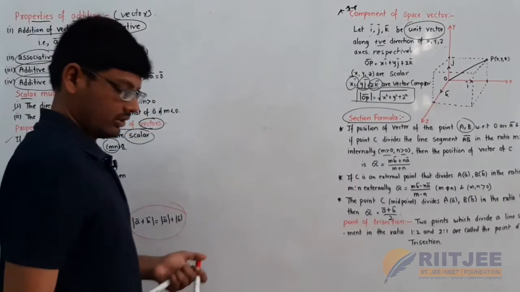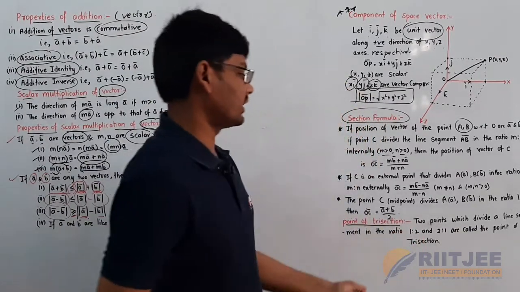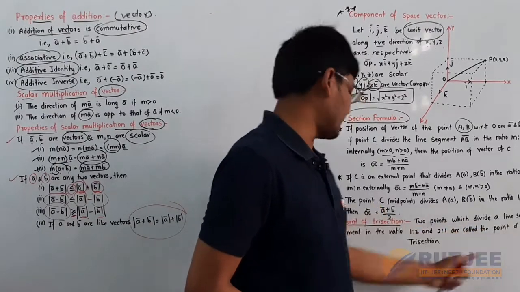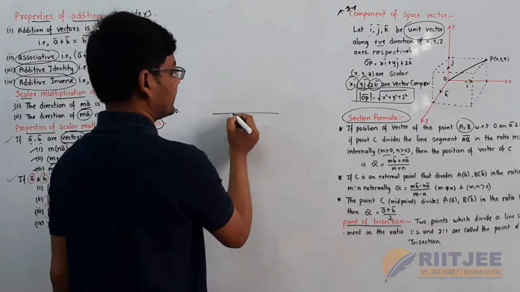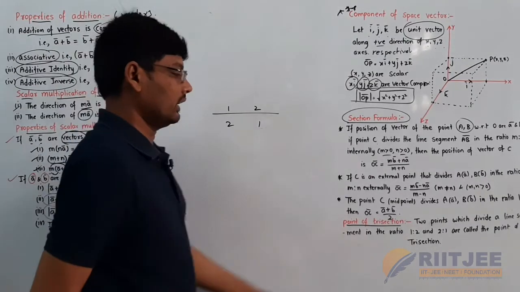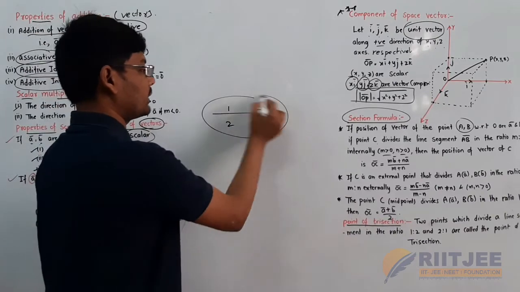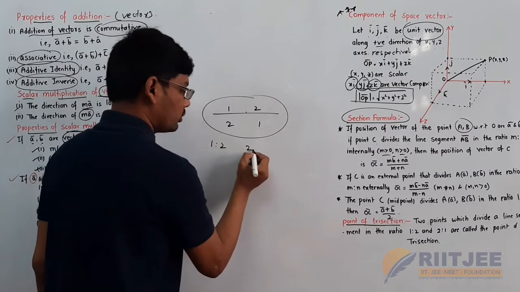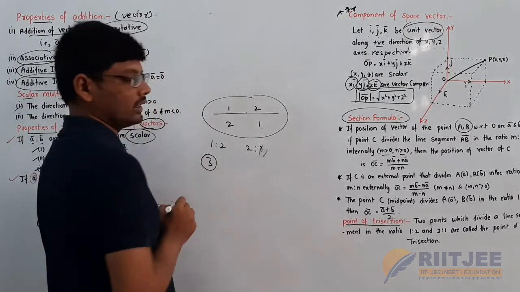Next, point of trisection. Two points which divide a line segment in the ratio 1:2 or 2:1 are called points of trisection. If a line is divided in the ratio 1:2 or 2:1, the line is divided into 3 parts.